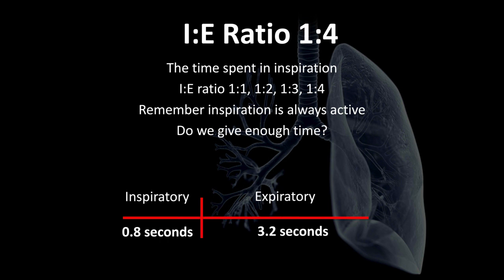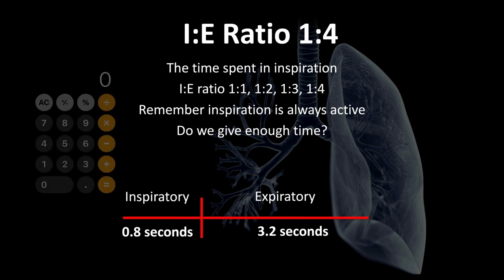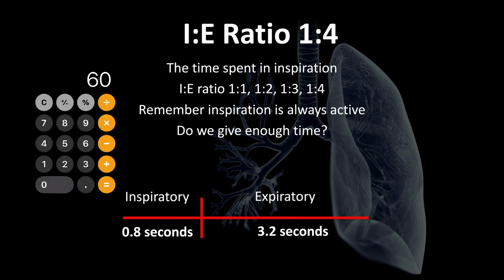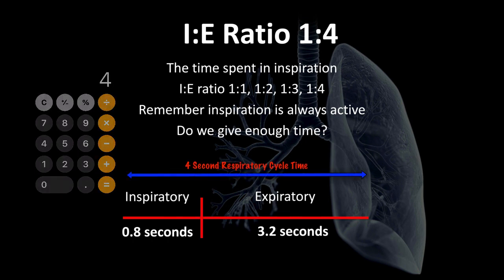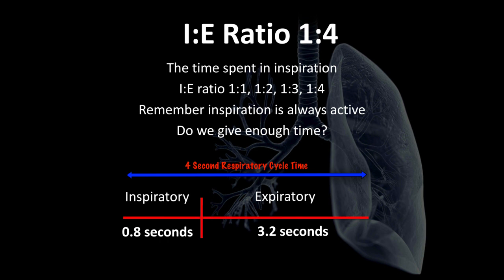For example, remember the patient has a respiratory rate currently at 15. If we simply take a calculator and we have 60 seconds in a minute, we divide that by 15 breaths, that gives us an overall cycle time of 4 seconds, meaning that every 4 seconds, the patient has to inhale and exhale. How do we divide that up?